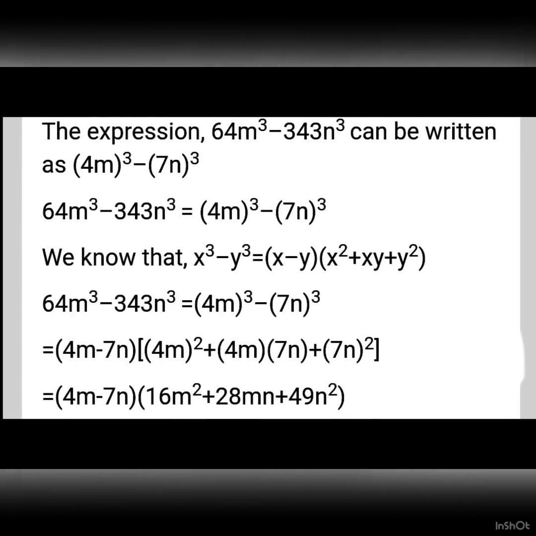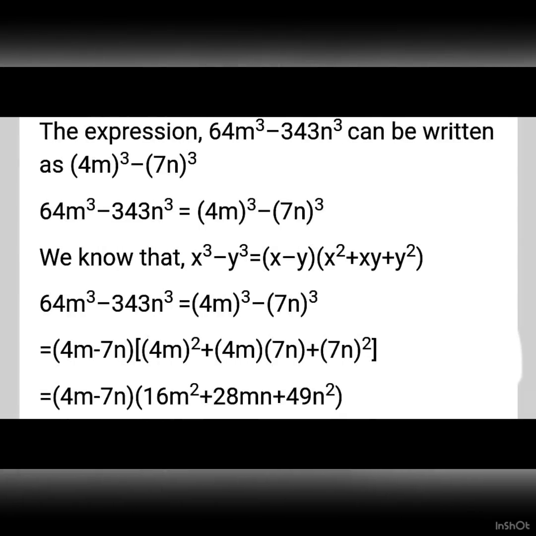We can use this result as identity in many questions. For example, if we are given 64m cube minus 343n cube and we have to factorize this, I can write 64m cube as 4m whole cube and 343n cube as 7n whole cube. So it is in the form x cube minus y cube only. So let us use the previous result.